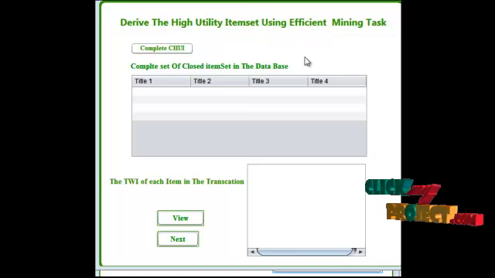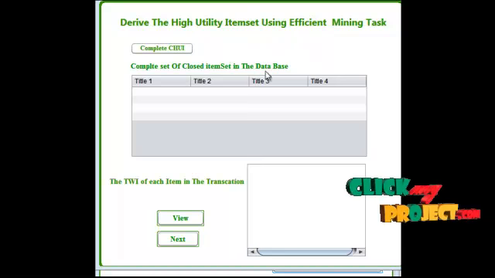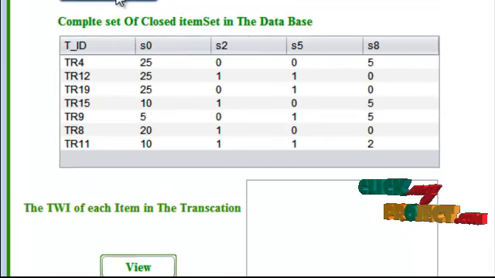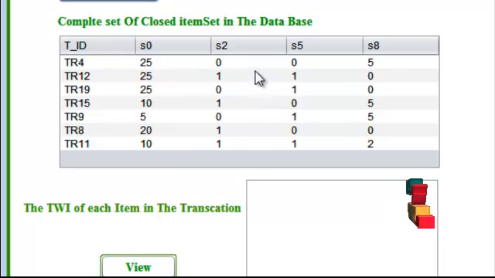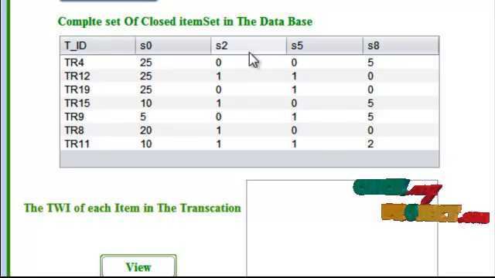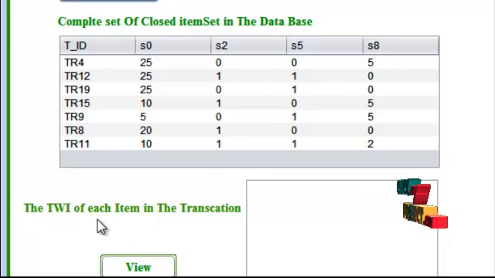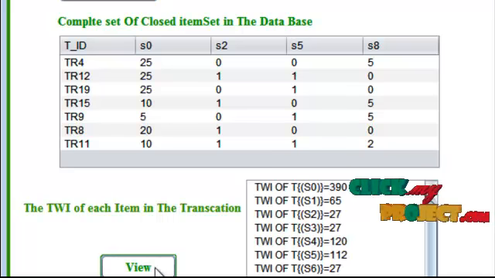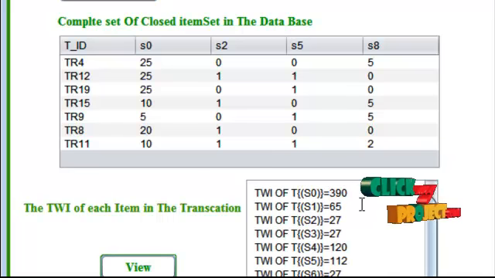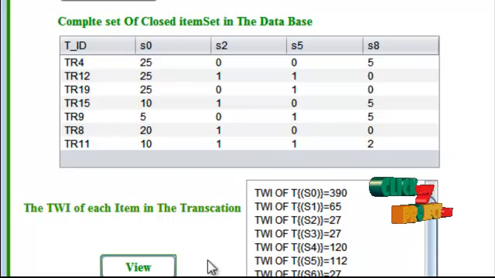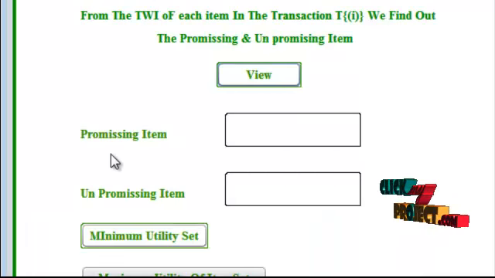Next we go to the complete closed high utility item set from the transaction weighted utility item set. So these are the complete set of the closed item set from the database transactions. So the transaction weighted item of each item transactions. So the transaction weighted items of each transaction 39065. So transaction weighted utility.